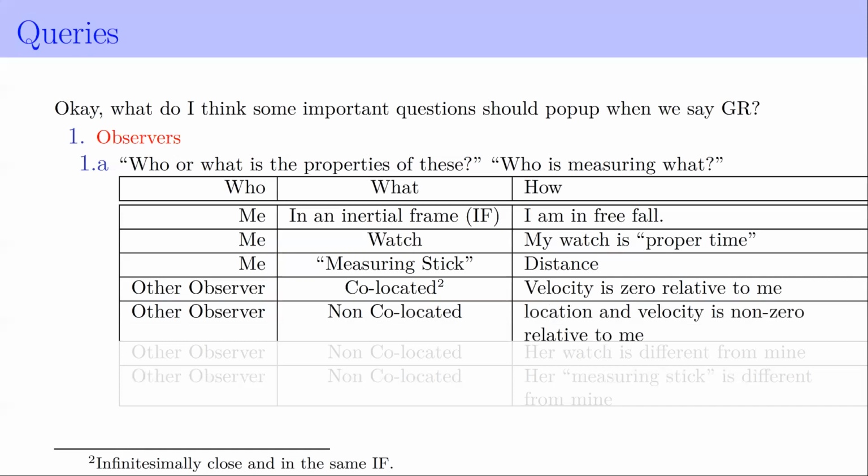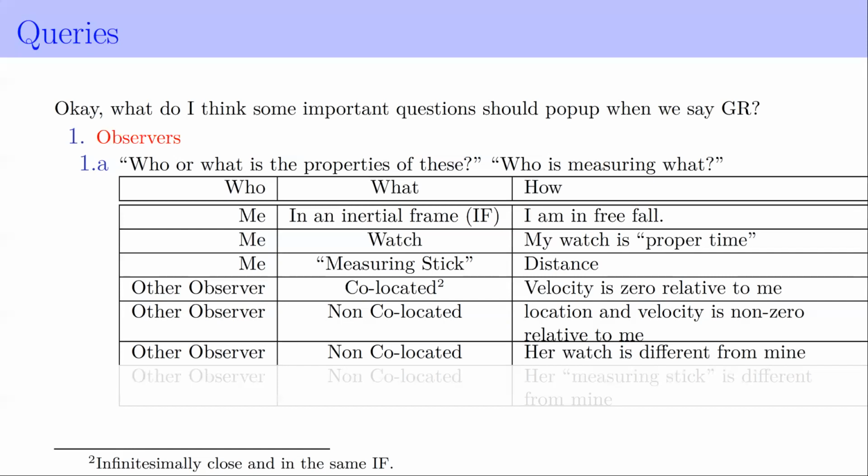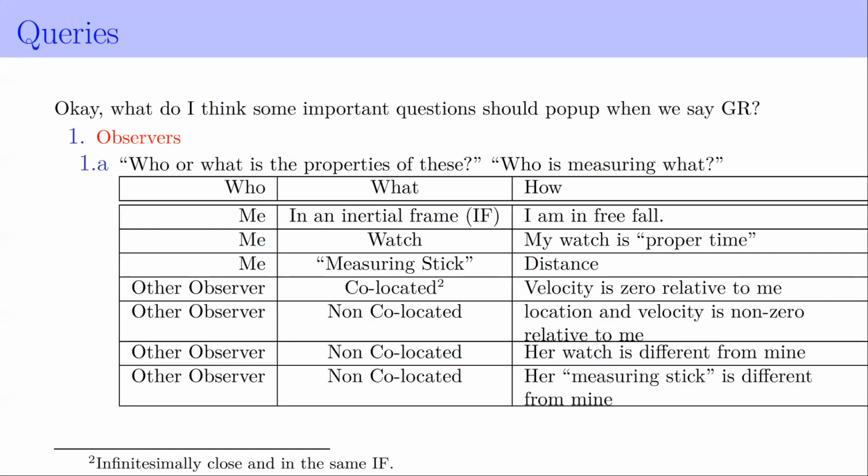But if he's not co-located, if he's got a different location and a velocity that is non-zero relative to me, his watch and my watch will not agree, and his meter stick will not agree. His watch is different from mine, and his measuring stick is different from mine.